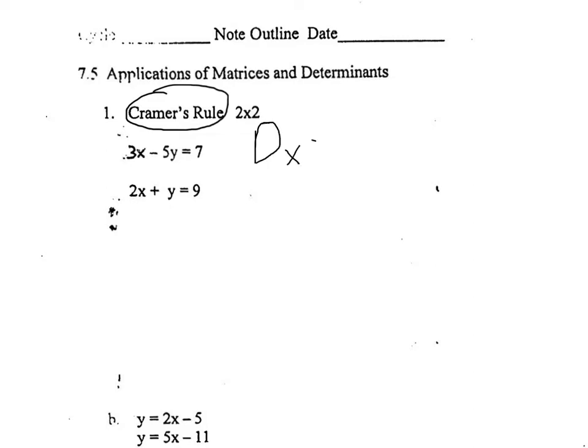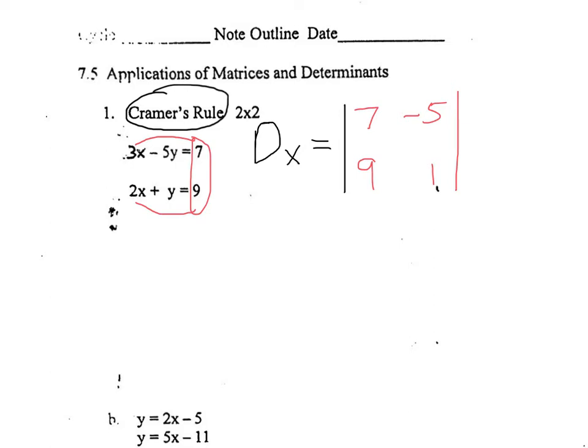And this is the determinant formed when I replace the x coefficients with the results 7 and 9. So instead of 3, I'm going to put 7. And instead of 2, I'm going to put 9. So I'm going to put 7, 9. And then I'm going to put the coefficients for the y's, -5 and 1. Okay, so understand what I did here.